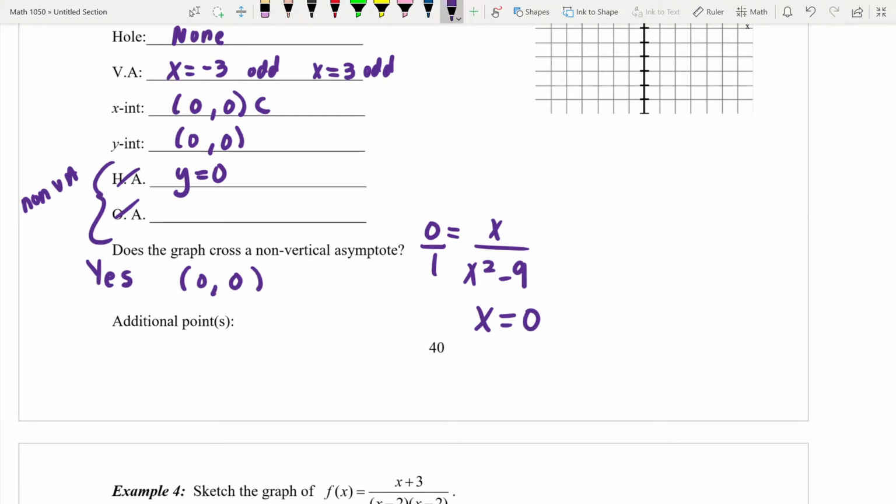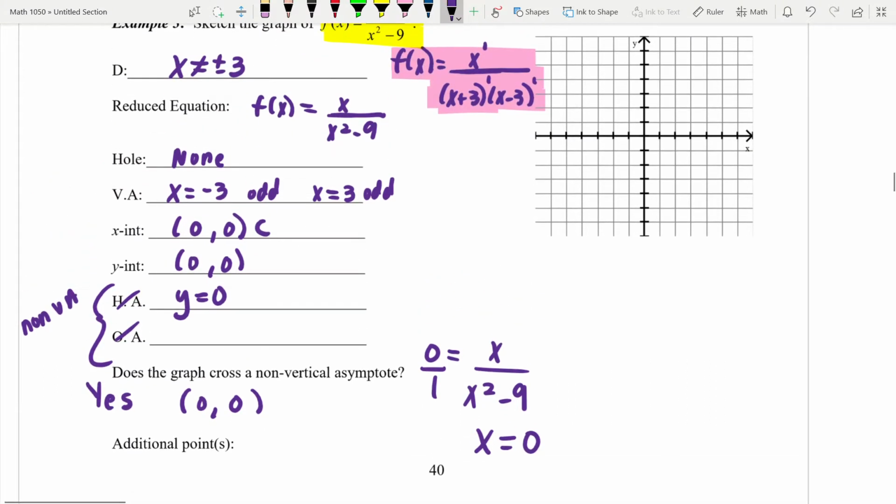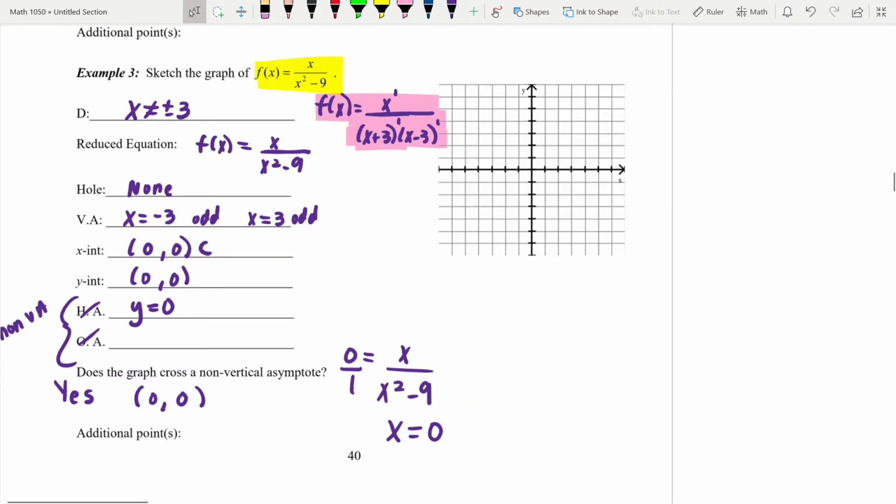Who says I'm good? I'm following you. Okay, I feel like this is going really well for you guys. Grab your pencil, red marker I mean, make a vertical asymptote at x equals positive 3. At the top put an odd. Put another vertical asymptote at x equals negative 3. And at the top put an odd.